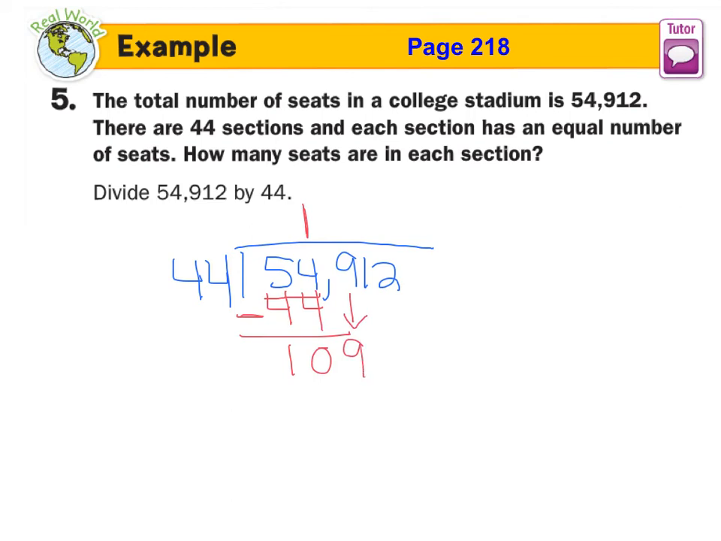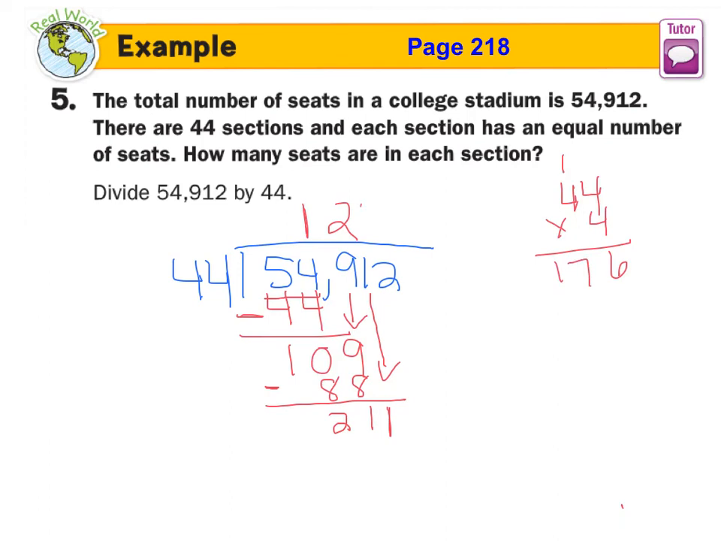Now I'm going to start over. 109 divided by 44. 44 will go into 109 2 times. 2 times 44 is 88. Subtract, bring down that 1. 44 goes into 211. I'm going to guess 4 times. 4 times 44 is 176. Subtract. I get 35. Bring down the last one.